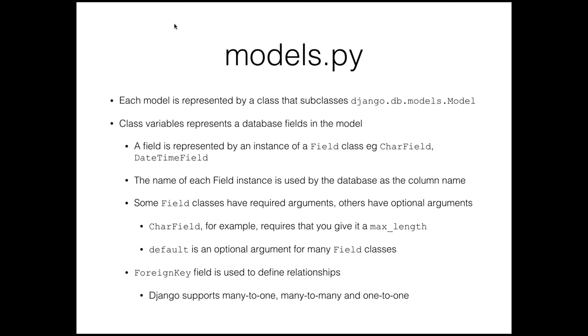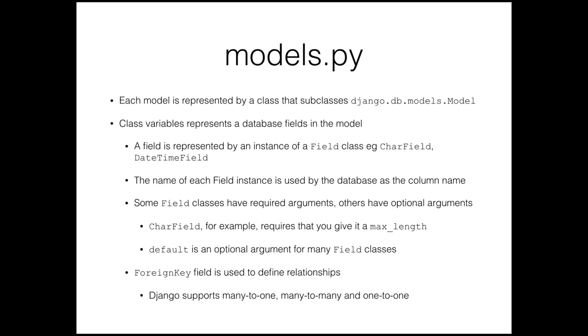So quickly, the models.py. Each model is represented by a class. You subclass a Django model class. There are class variables within the model object, and each of them maps to a database field. The name of the field is the same as the database column name. All these are defaults. You can change most of this behavior, like the naming of the fields and so on.